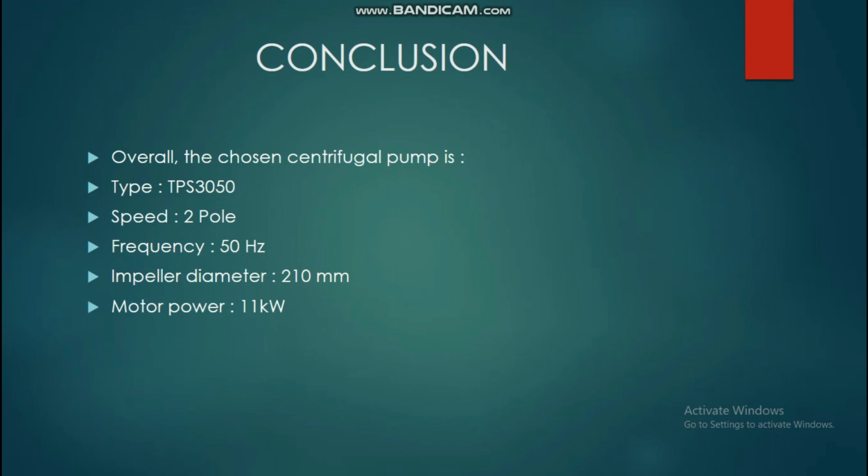So our conclusion: for the centrifugal pump design, we will be using type TPS 3050, speed of 2 pole, frequency 50 Hz, impeller diameter 210 millimeters, with a motor power of 11 kilowatts.